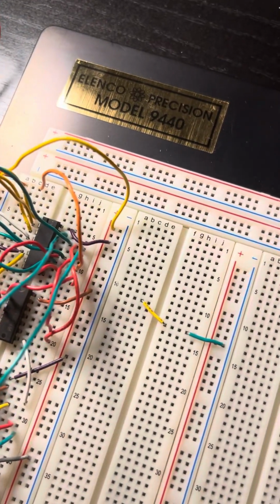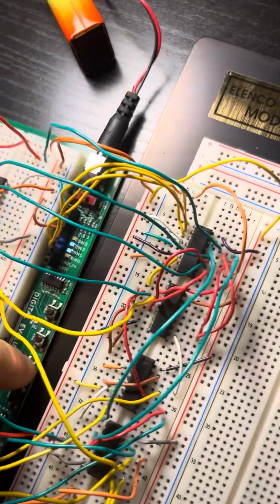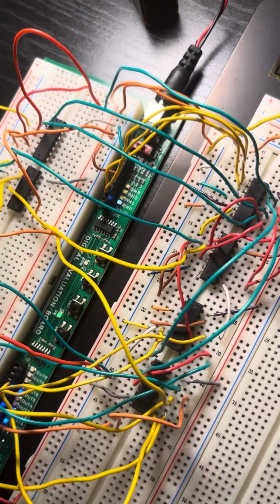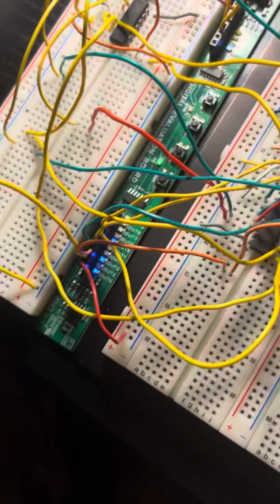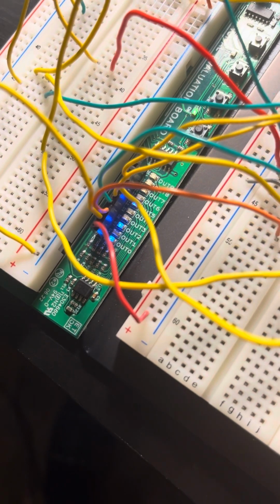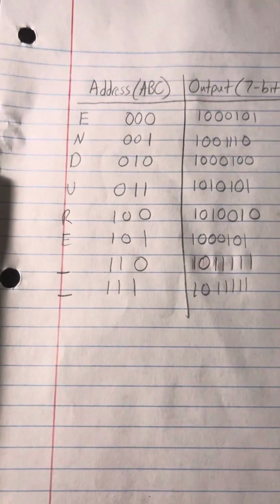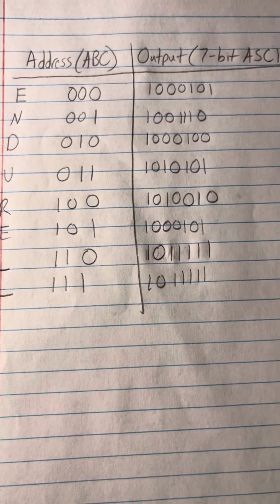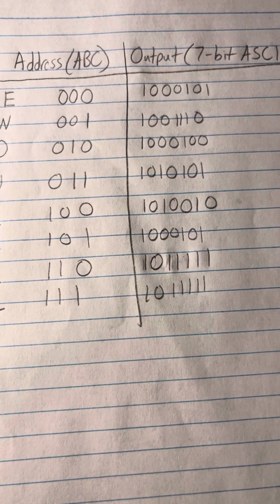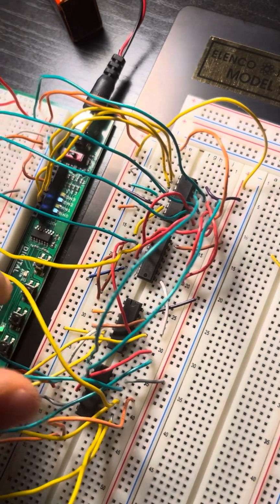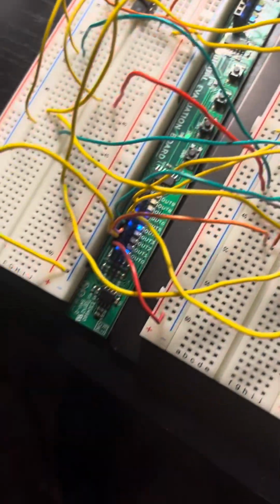So if we carefully turn off inputs 1 and 2, and turn on 0 such that we have 100 as our address, we see the output as 1010010. Now for address 101, which corresponds to the letter E, we can see the 7-bit ASCII output as 1000101.